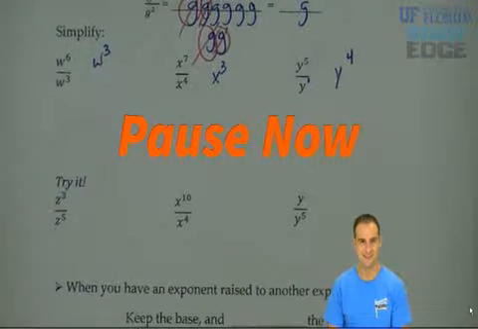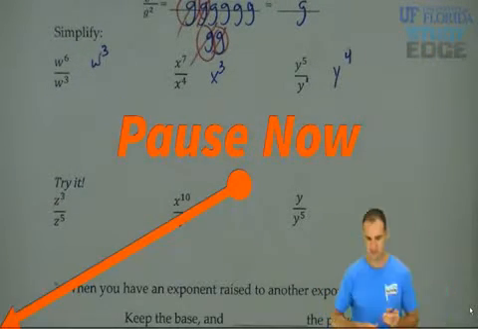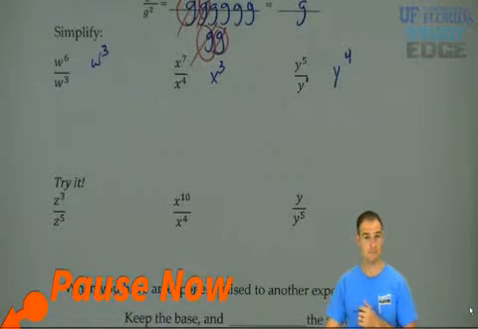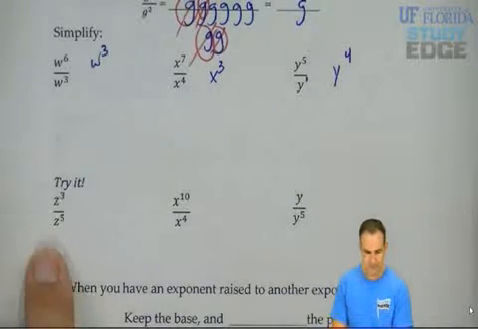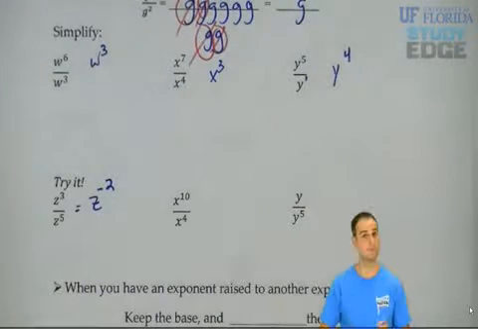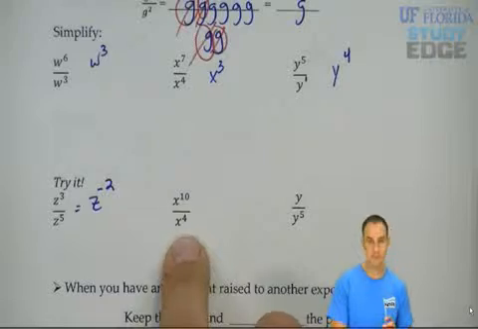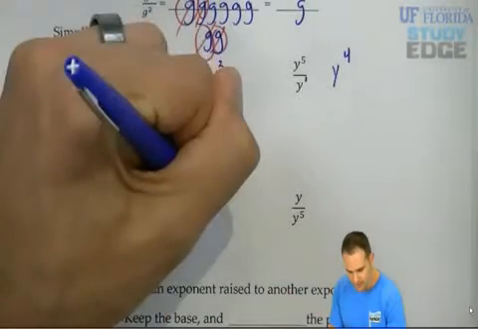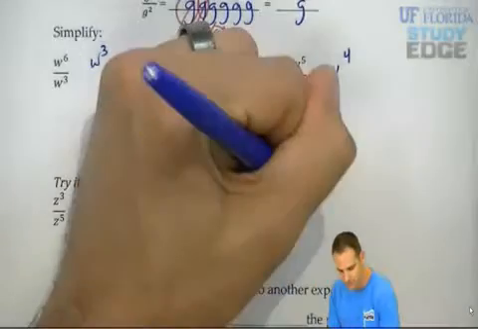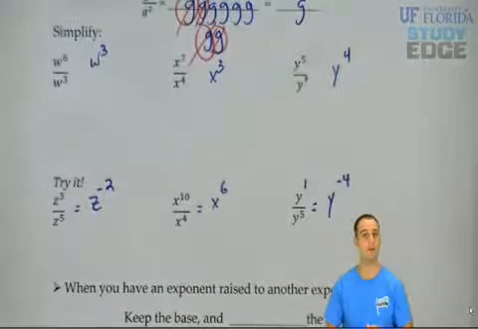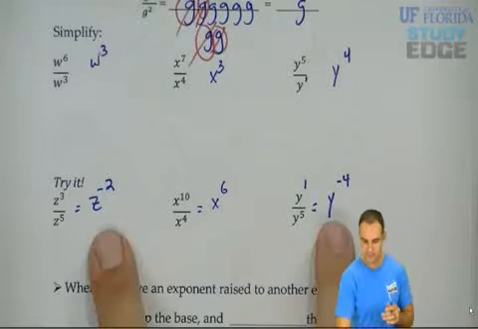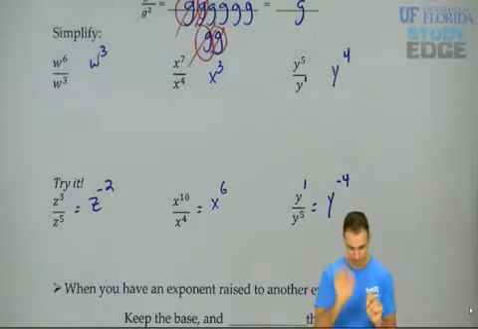Pause now. Z to the third divided by Z to the fifth. 3 minus 5 would give you Z to the negative 2. X to the 10th divided by X to the fourth. 10 minus 4 will give you X to the 6th. Y to the first divided by Y to the fifth would give you 1 minus 5, or Y to the negative 4. Now you might be looking at these and going, wait, negative powers? And we're going to discuss what happens with these negative powers in just a little bit, so stay tuned.